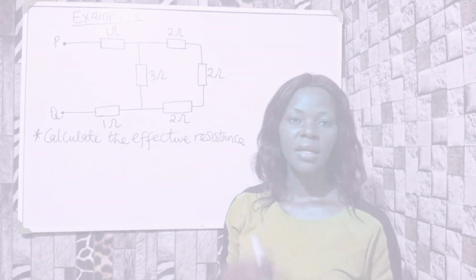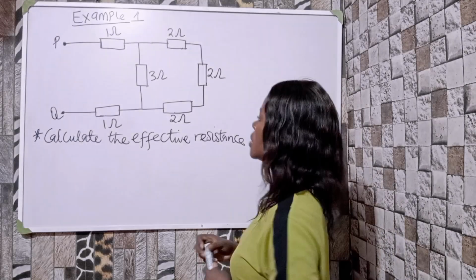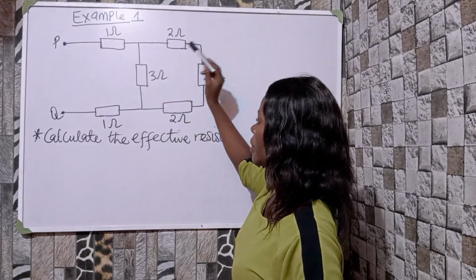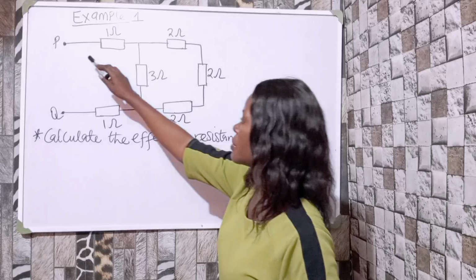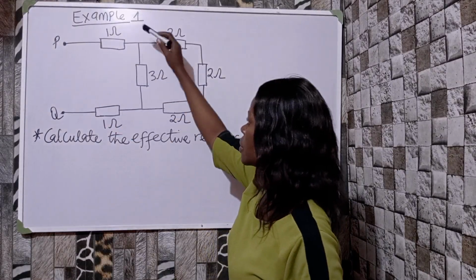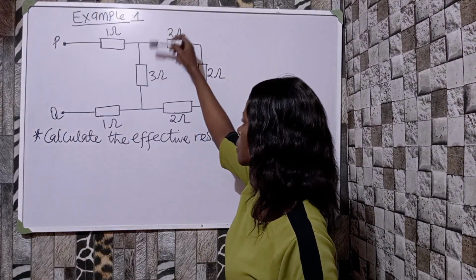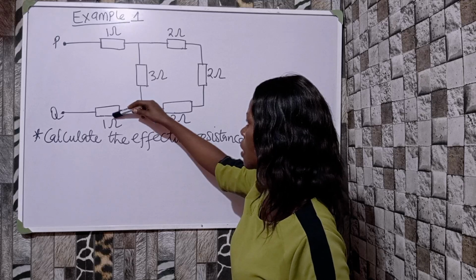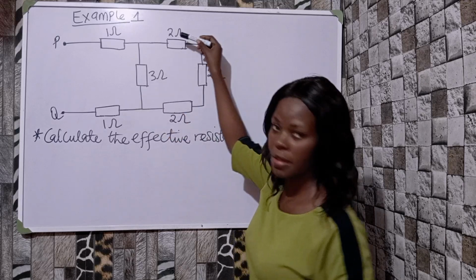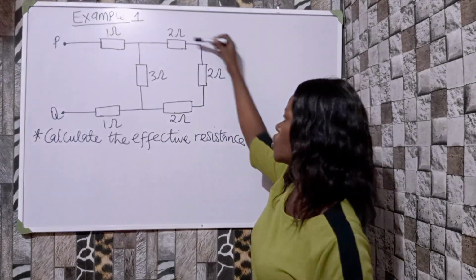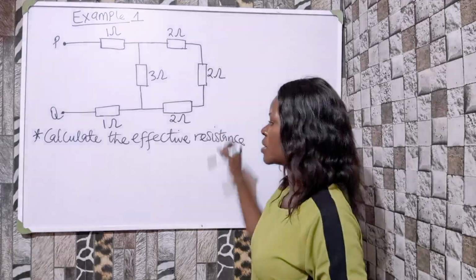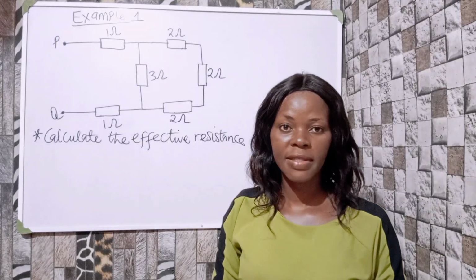Stay tuned. Let's look at this example. Now we are given this diagram. We have P and Q. So we have this 1 ohm, 3 ohm, 1 ohm. Then this is an attachment, 2 ohm, 2 ohm and 2 ohm. They say we should calculate the effective resistance.